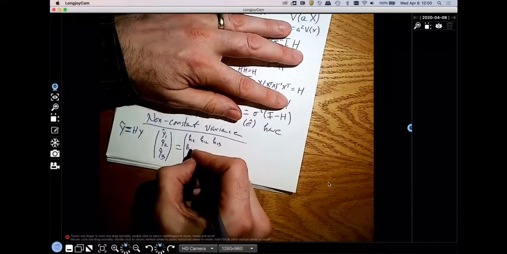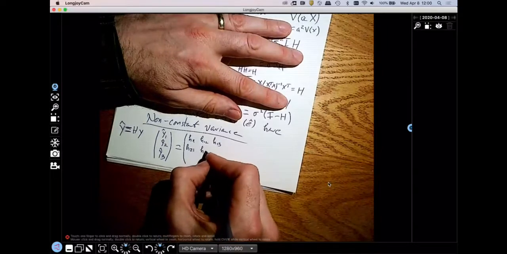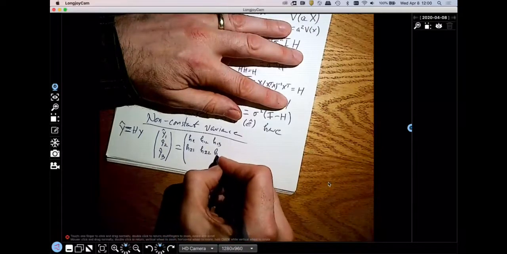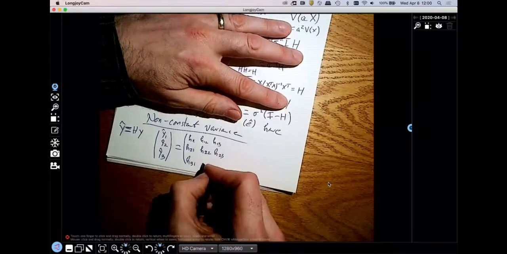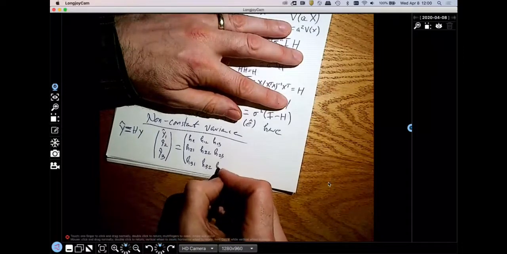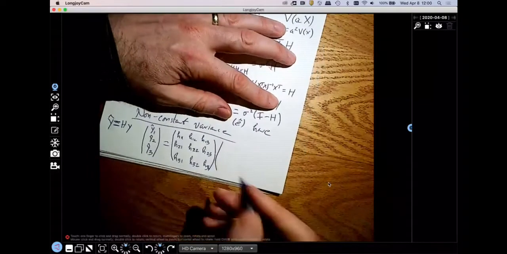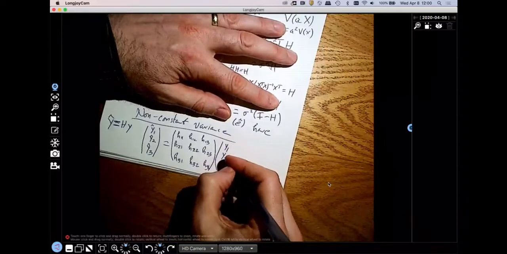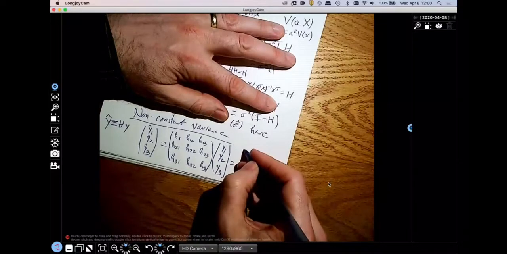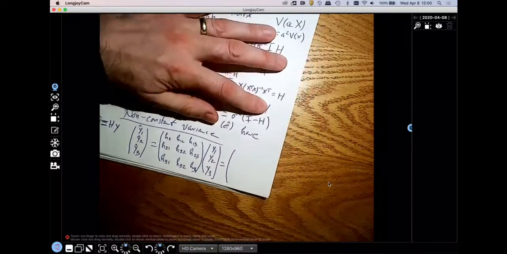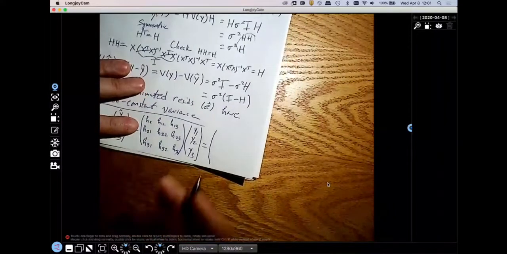Then we could write it all out if we like. These two have to equal each other. h22, h23, and then let's finish it. h31, h32, h33 times y1, y2, y3. Now, I'm not going to write out the entire vector, but let's just write out the first row, and I think we'll see it from the first row.